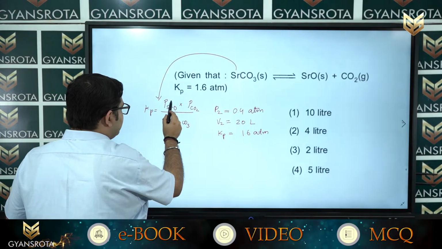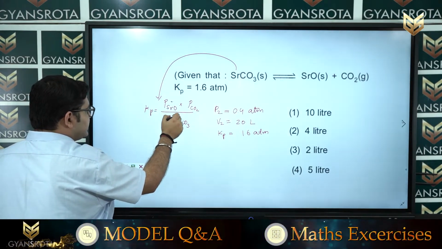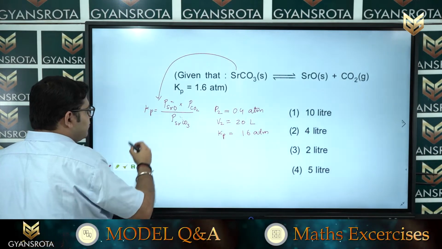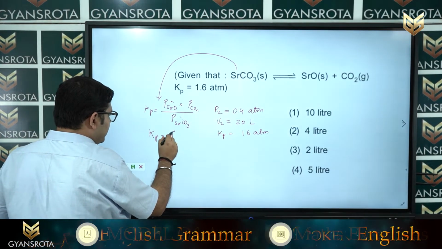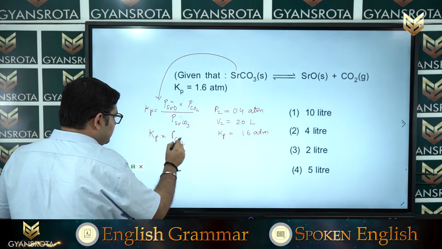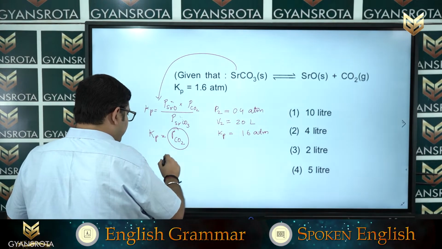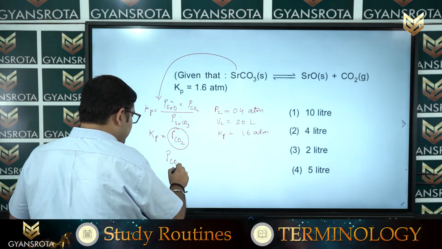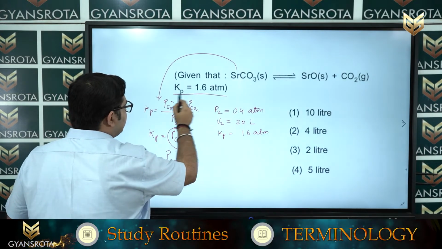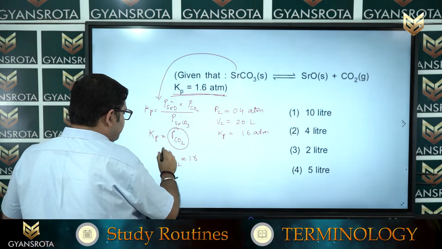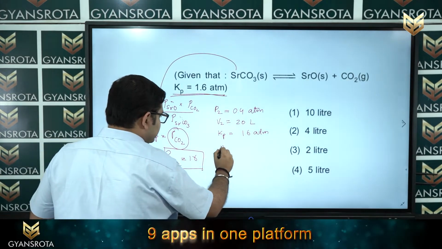If you see, these two are solid, and in solids we are not considering the pressure. So we can put it as 1. As a result, for Kp, what we have to leave out is PCO2. So what is the PCO2 value? The pressure of CO2 will come as 1.6, because they also gave the Kp value 1.6. So PCO2 is nothing but 1.6.